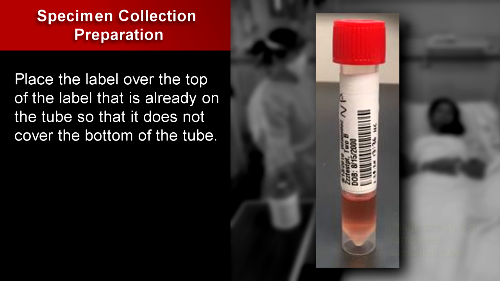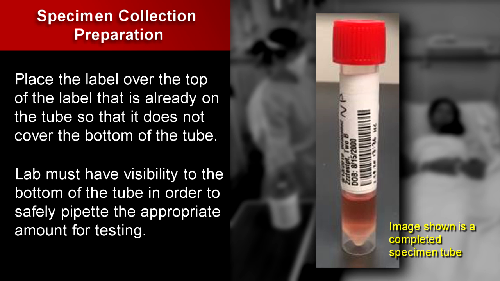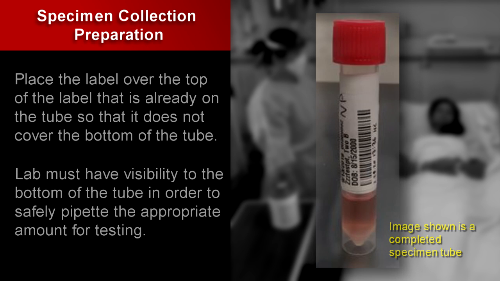Place the label over the top of the label that is already on the tube so that it does not cover the bottom of the tube. Lab must have visibility to the bottom of the tube in order to safely pipette the appropriate amount of testing.